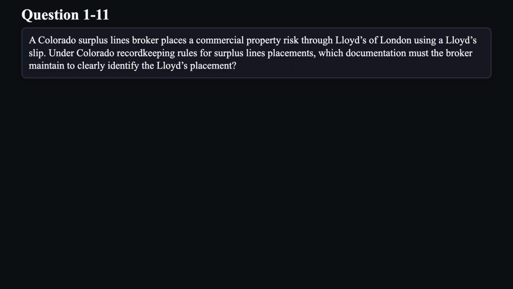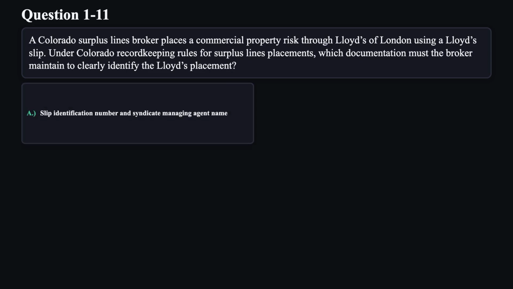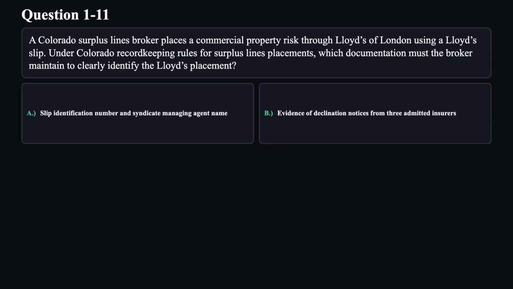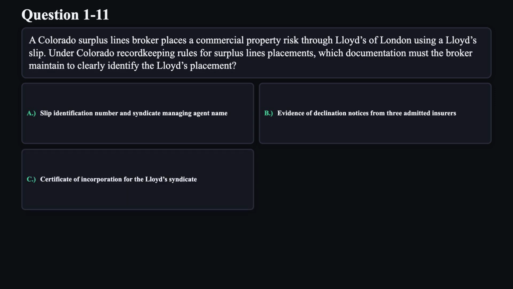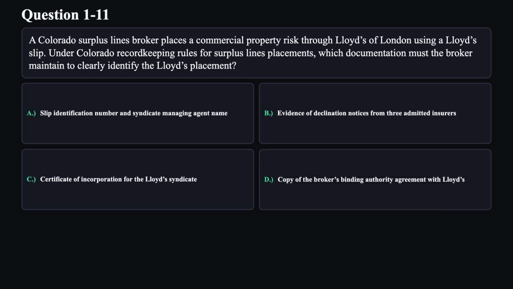Question 11. A Colorado surplus lines broker places a commercial property risk through Lloyd's of London using a Lloyd's slip. Under Colorado record-keeping rules for surplus lines placements, which documentation must the broker maintain to clearly identify the Lloyd's placement? A. Slip identification number and syndicate managing agent name. B. Evidence of declination notices from 3 admitted insurers. C. Certificate of incorporation for the Lloyd's syndicate. D. Copy of the broker's binding authority agreement with Lloyd's.